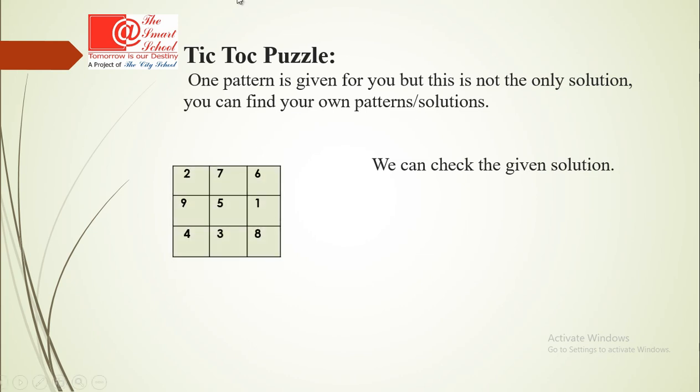So the one pattern is this. See this? All the 9 numbers are written: 1, 2, 3, 4, 5, 6, 7, 8 and 9, and you will add up 2 plus 7 is 9, plus 6 is 15, 9 plus 5 is 14, plus 1 is 15, 4 plus 3 is 7, plus 8 is 15, and then vertically also 6 plus 1 is 7, plus 8 is 15, 7 plus 5 is 12, plus 3 is 15, 2 plus 9 is 11, plus 4 is 15, and even diagonally 6 plus 5 is 11, plus 4 is 15, 2 plus 5 is 7, plus 8 is 15.